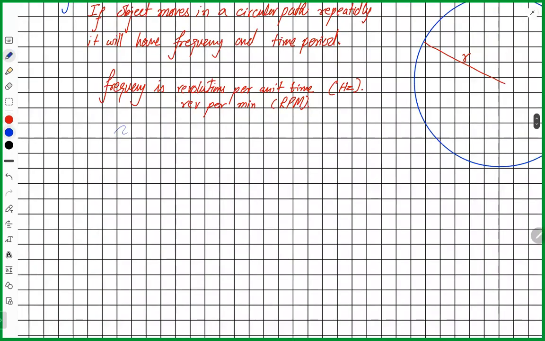Then time period is time taken to move around the circular path once.